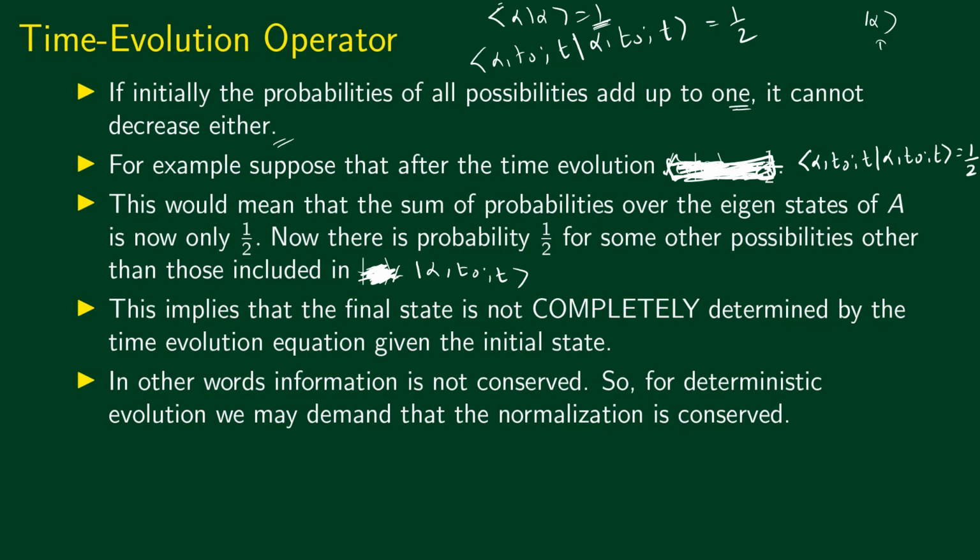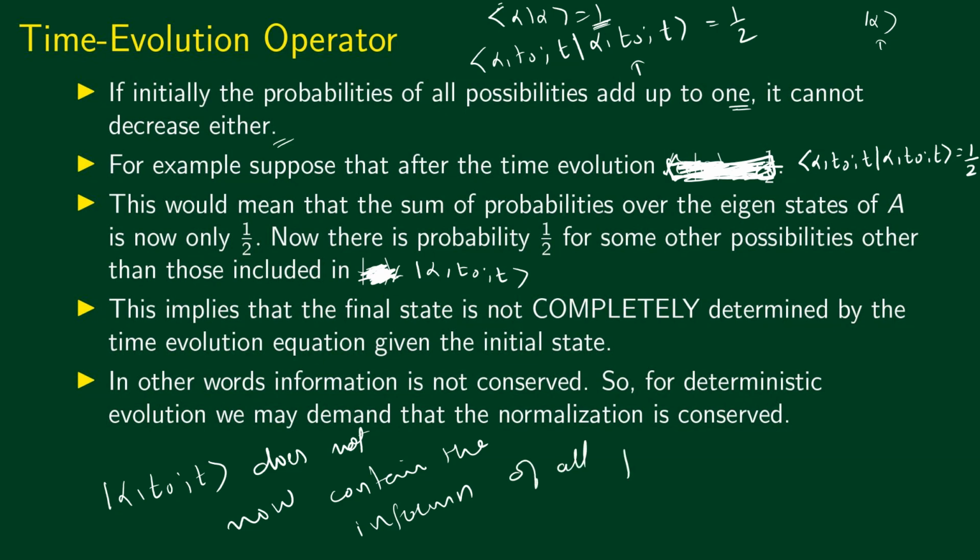Now suppose this has dropped to half. This means that the probabilities of various possibilities included in ket α,t0;t have now dropped to half. Which means that ket α,t0;t does not now contain the information of all possible measurement outcomes. In other words, information wouldn't be conserved.